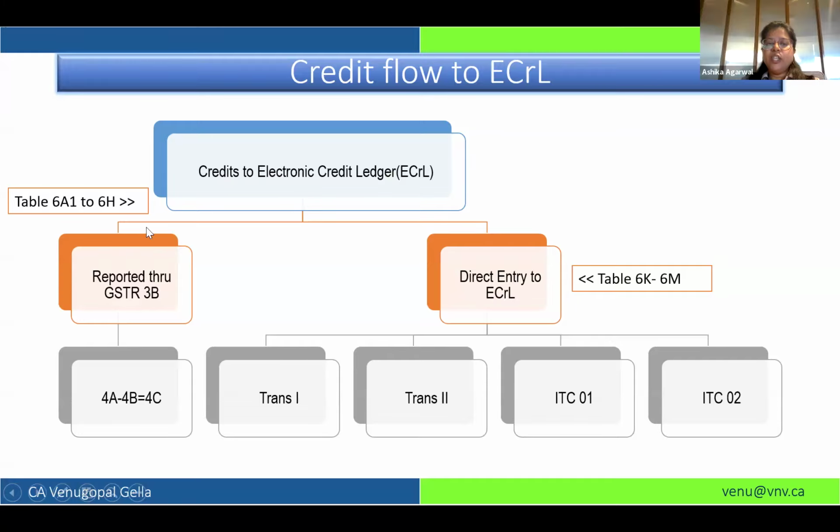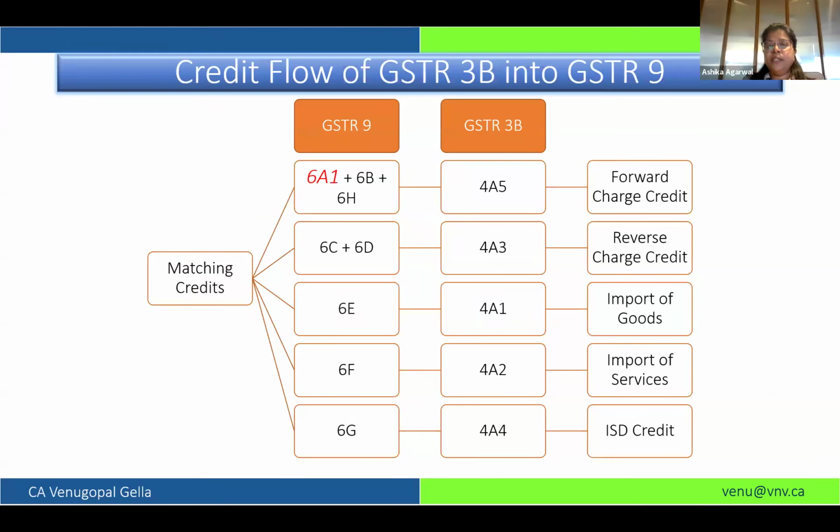Whatever ITC goes through 3B is captured from Table 6A1 to 6H in GSTR 9. And whatever goes directly into the electronic credit ledger is captured in Table 6K to 6M. In this way, you can bifurcate your reporting pattern. So first, we will deal with the reporting pattern which flows from 3B.